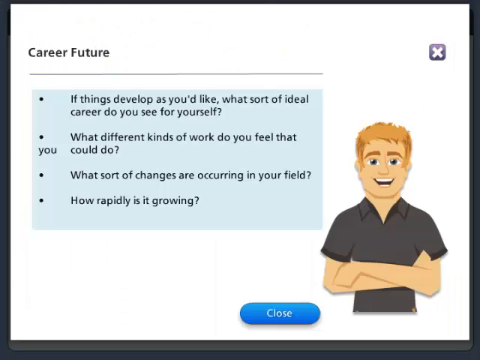Career future. If things develop as you'd like, what sort of ideal career do you see for yourself? What different kinds of work do you feel that you could do? What sort of changes are occurring in your field? How rapidly is it growing?